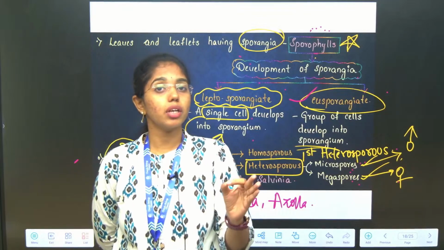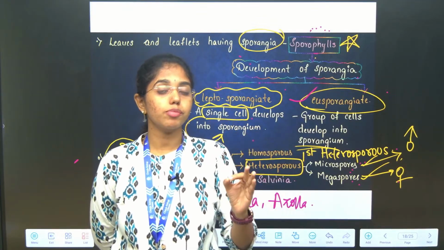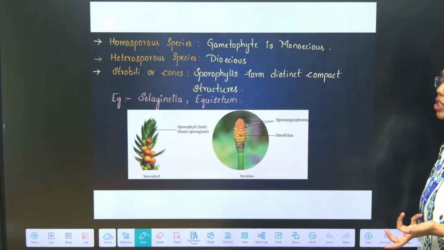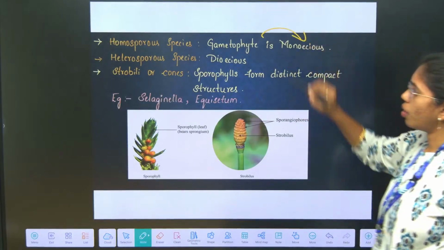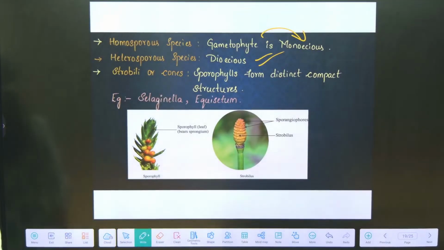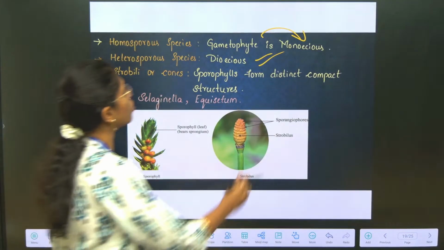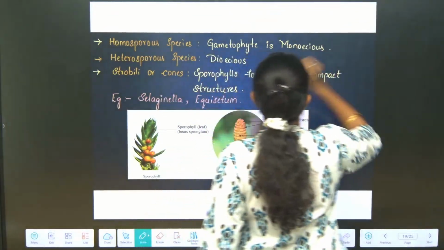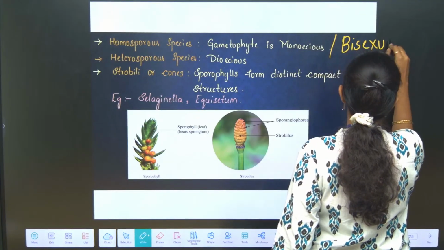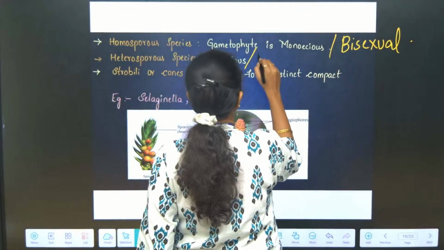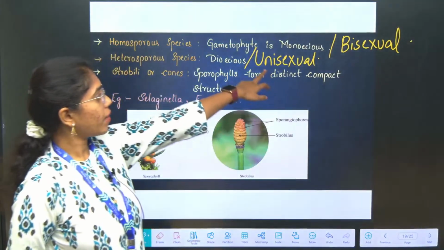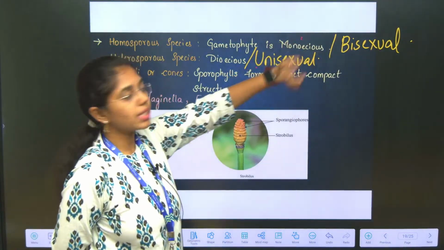This statement, fix it in your mind. First heterosporous condition is observed in what? Pteridophytes. Next, homosporous condition where gametophyte is monoecious, which means bisexual. Heterosporous condition where gametophyte is dioecious, which is unisexual. Means both male and female gametophytes are separate here. Here they are present in the same plant body.